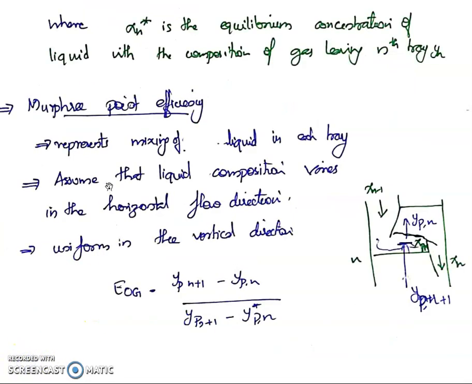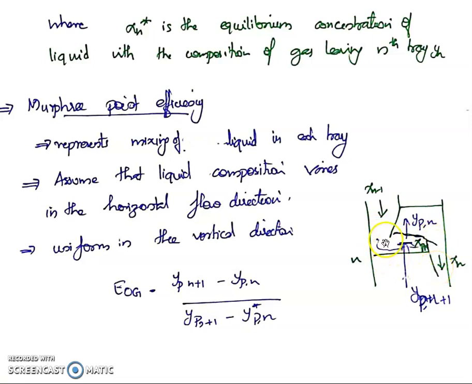There is another method to represent efficiency. This is known as Murphree's point efficiency. This is also based on an assumption. If you consider a tray, you can see that the liquid is falling from the tray above and it is flowing in this horizontal direction and it is moving to the next tray.